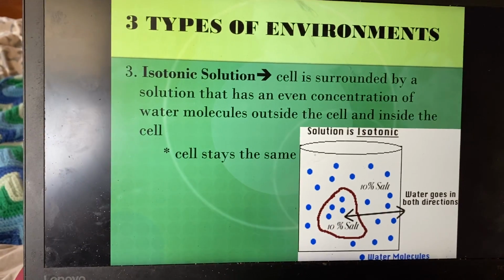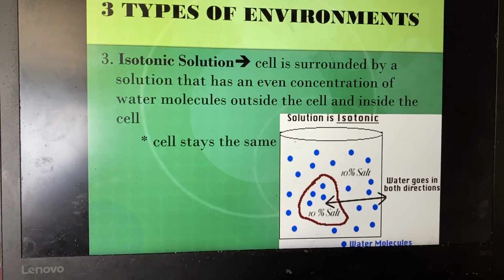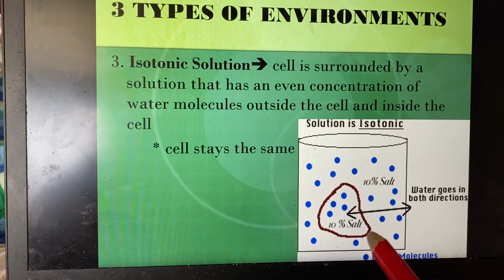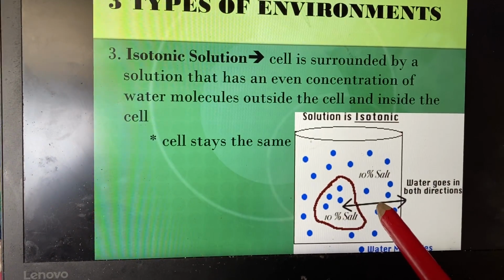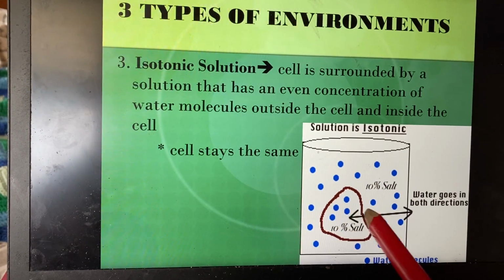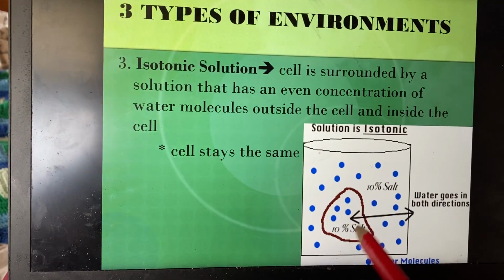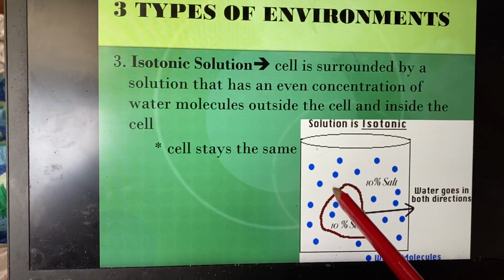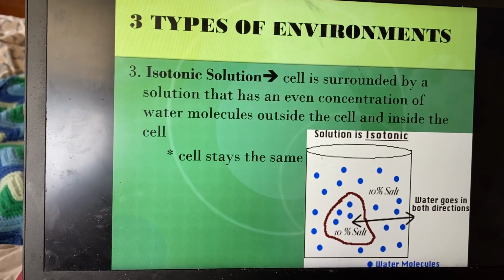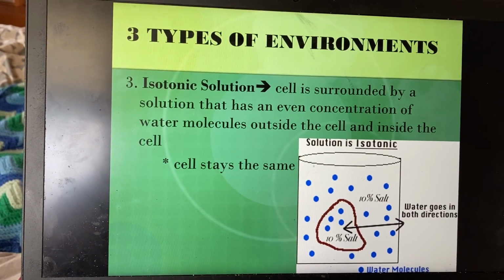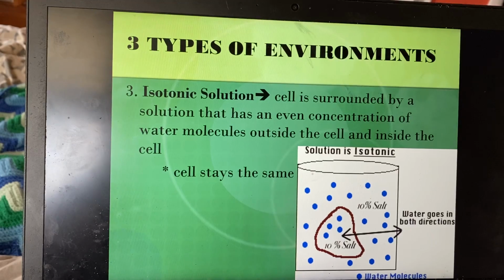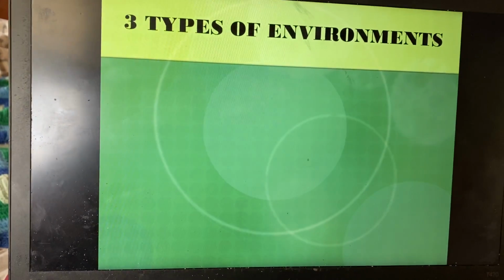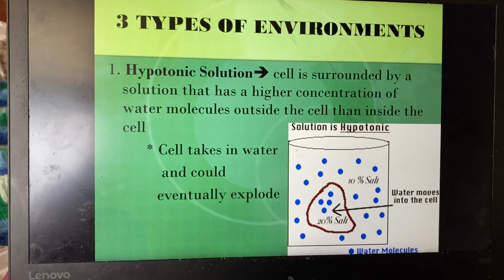What your cells are in right now in your body, in the perfect scenario, and what you want them to be in, is called an isotonic solution, where there are equal amounts in and out. So water molecules move in and they move out and they're just happy. The cell is a good size. It's not exploding. It's not shrinking. These are what your cells are in right now. They're happy.